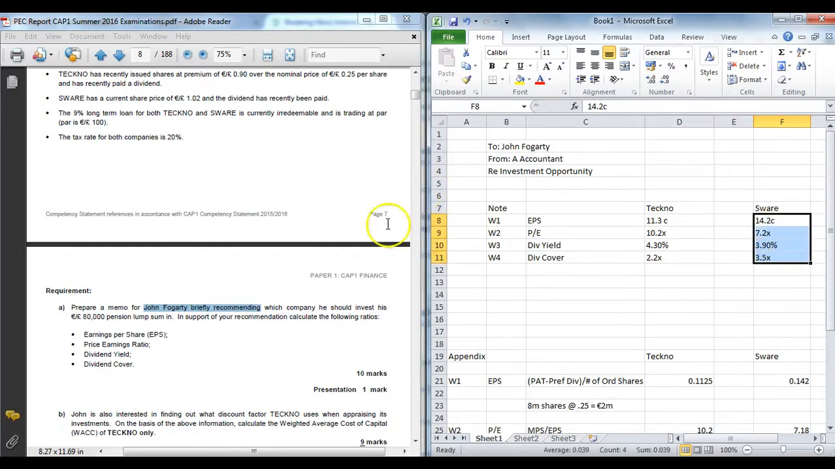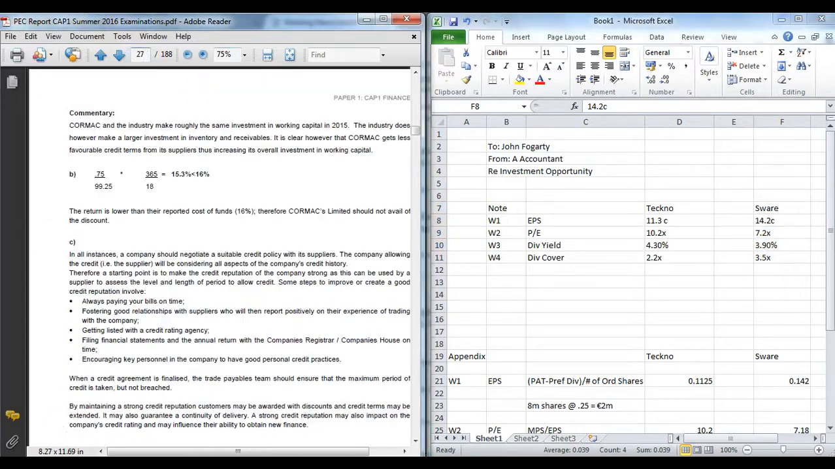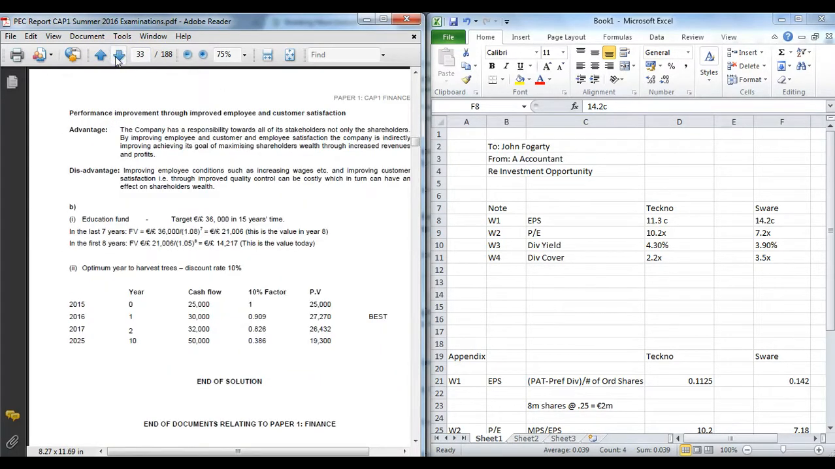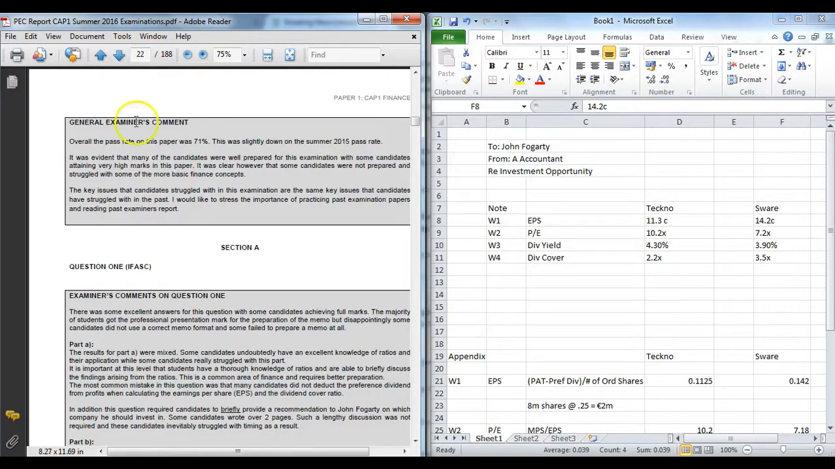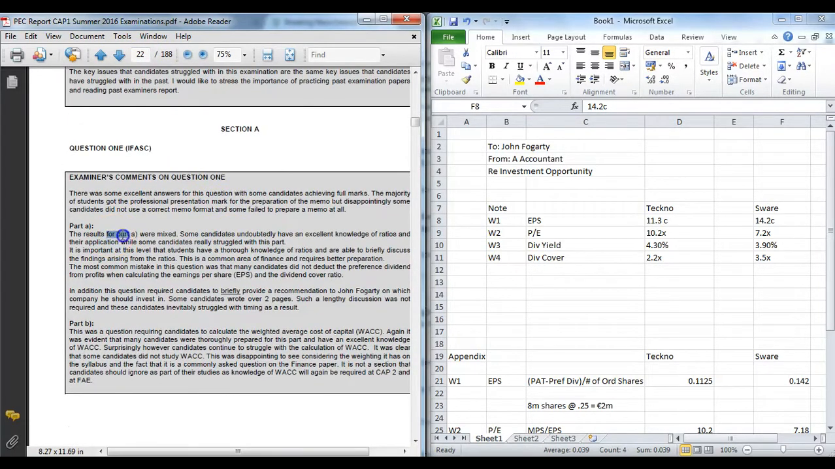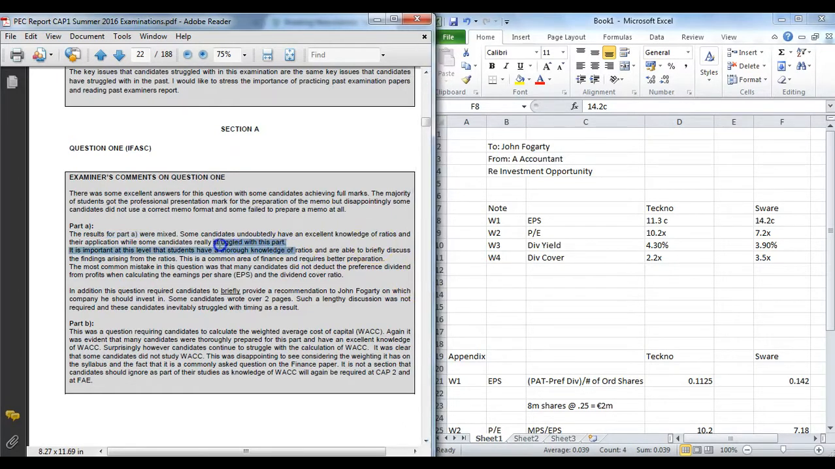So the key point is, if we go back and look at what the examiner said, the examiner said here there are mixed results for part A, which is the ratio question. Some students had a very clear knowledge, others really struggled. And this is the examiner's feedback directly. It's important that students have a thorough knowledge of the ratios and can discuss them. A common area in financing requires better prep. Common mistake, students did not take off the preference dividend, which we talked about.